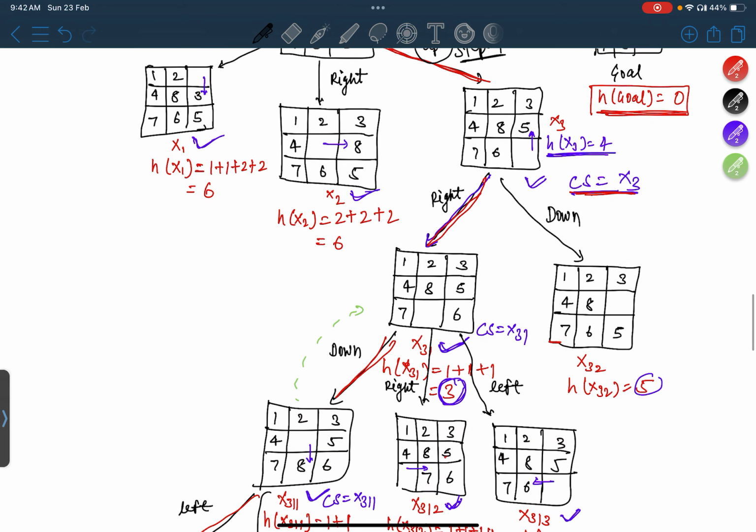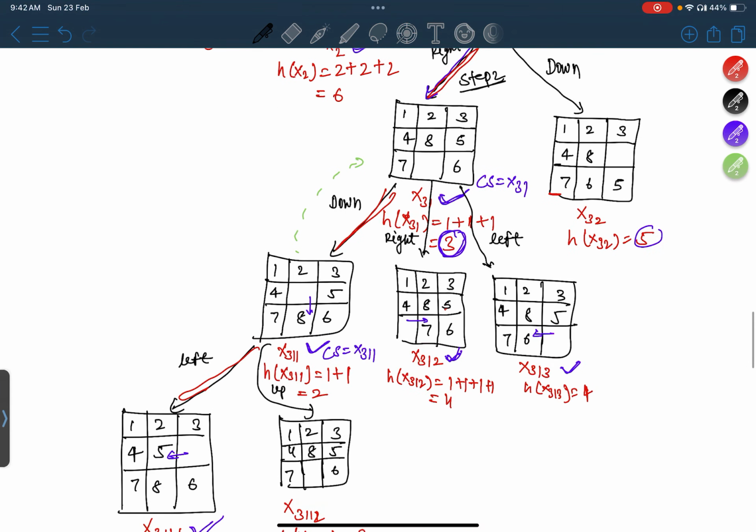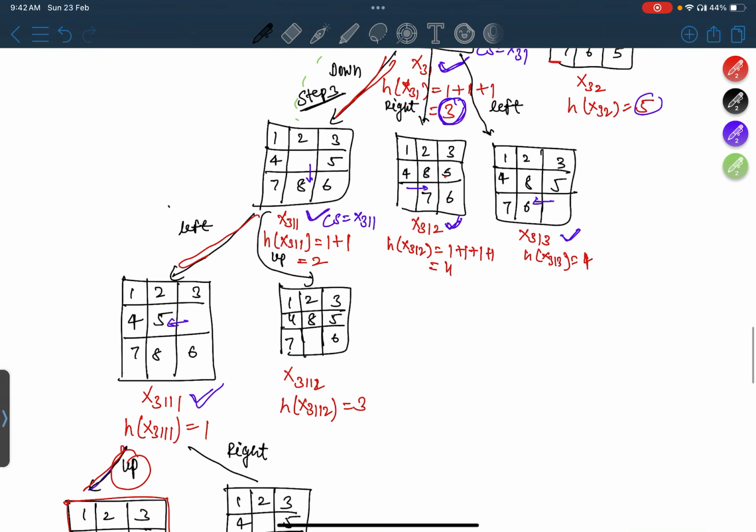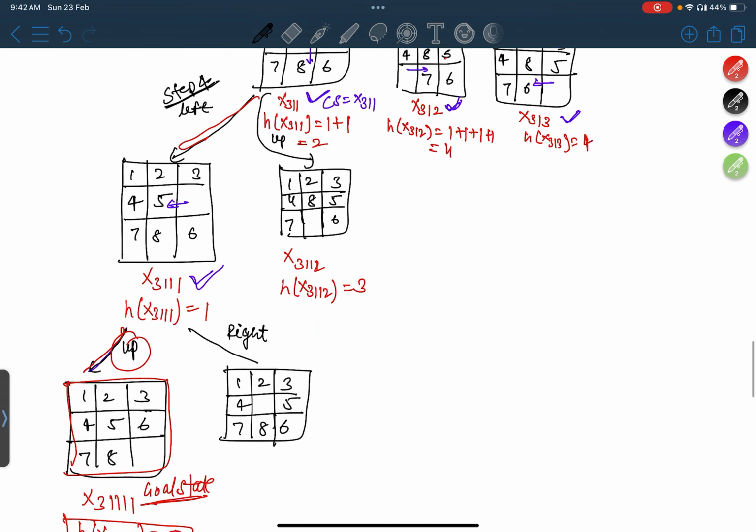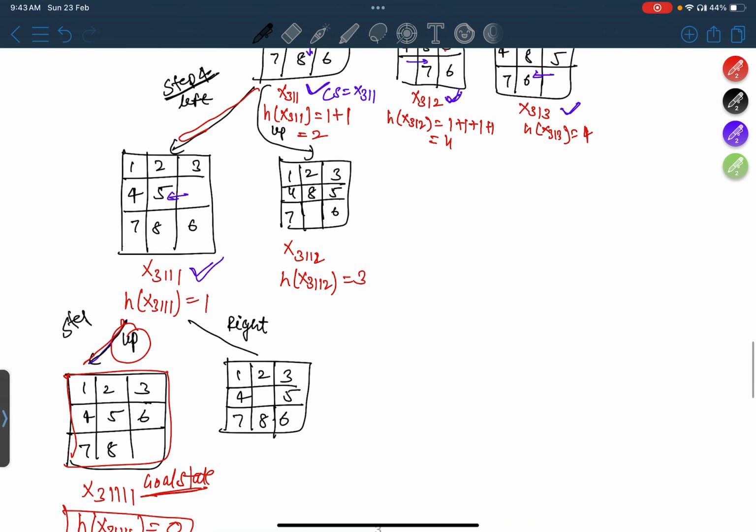This is step 2. This is step 3. This is step 4. And this is step 5. So we found the solution in 5 steps only.